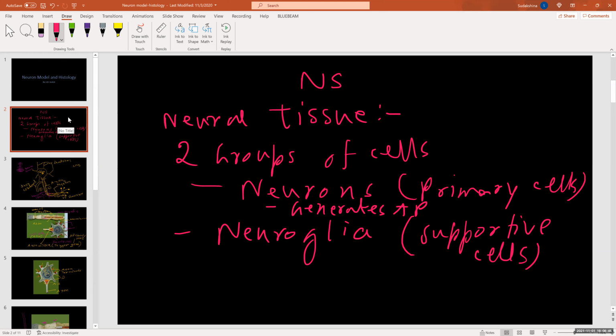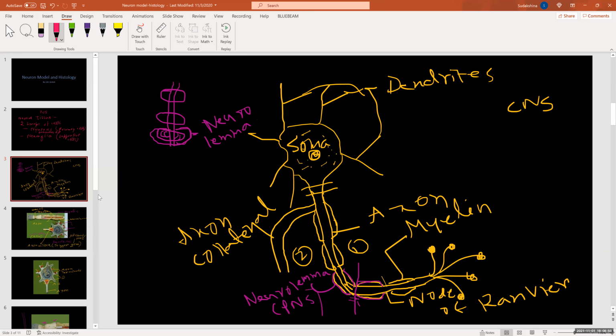An average neuron, this is what it looks like. An average neuron has a soma. You can also call it cell body. These are the different parts. From that cell body, there are several branches that emerge. The cell body will have a nucleus too. So basically this is the nucleus. This looks like an average cell, but this is the cell body of the neuron.